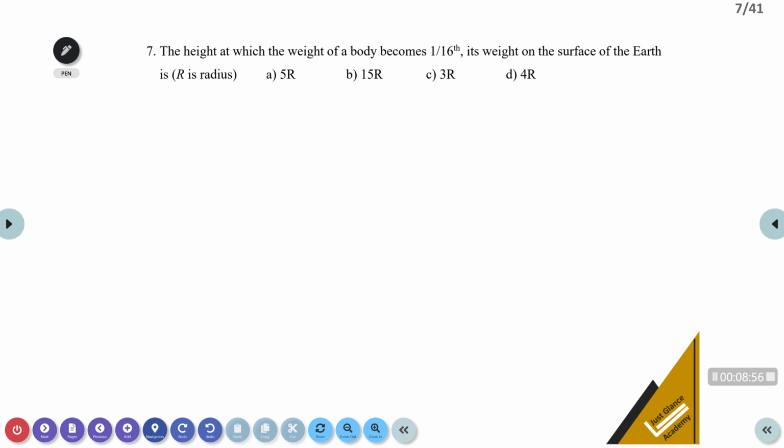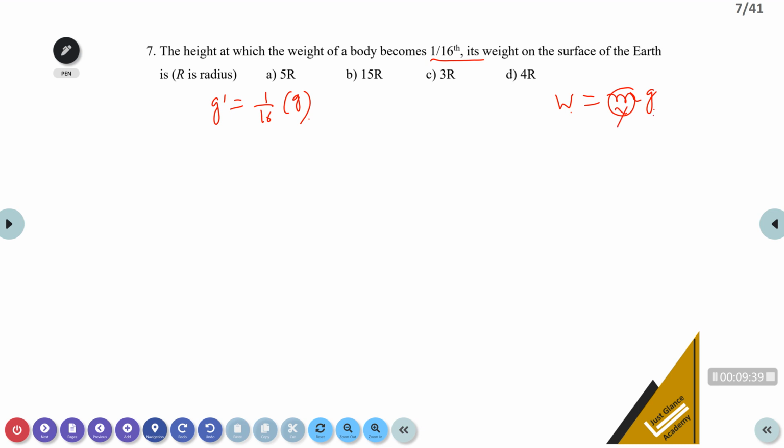Next, the height at which the body becomes 1 by 16th of its weight on the surface. Weight equal to m into g. Always m will not change, students. Whichever planet you go to, mass will not change, but weight will change here. Weight changes because of g. Indirectly it is given g dash equal to 1 by 16th of g. That you have to understand.